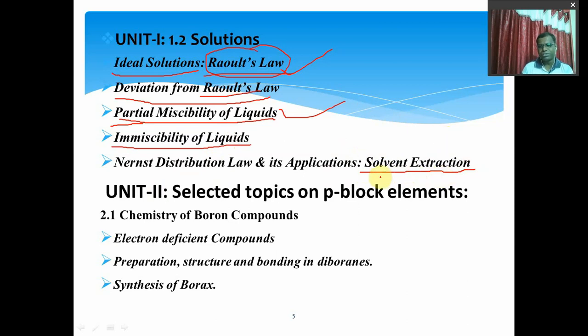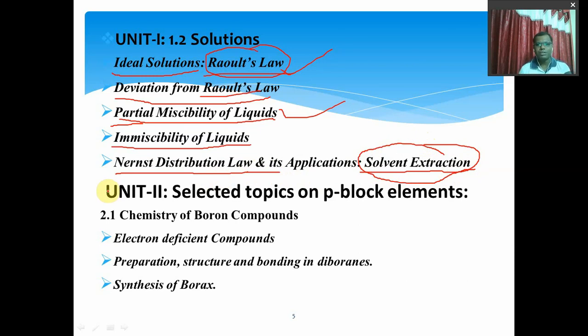This solvent extraction contains two phases. One is the aqueous phase, another one is the organic phase. And it is based upon one of the important laws, the Nernst distribution law. So the Nernst distribution law and its application in the field of solvent extraction is very important, that we are also going to discuss in solutions. So these are the two topics that I'm going to teach you.